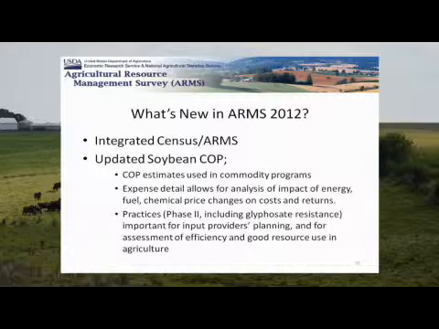The other new thing we're doing that I've referred to briefly before is an updated soybean cost of production version. Those cost of production estimates are used to help set parameters of commodity programs. The detail we get in them on expenses for soybean production allows for analyses of the impacts of energy, fuel, and chemical price changes on costs and returns, and we use those quite frequently.